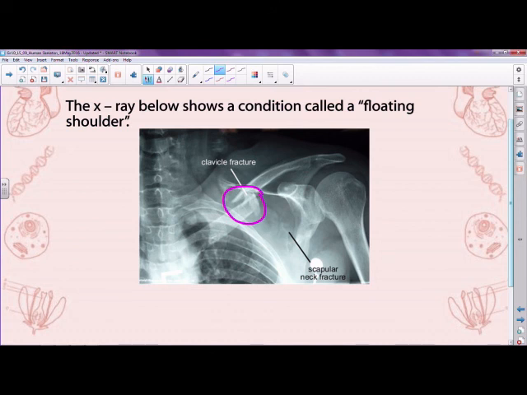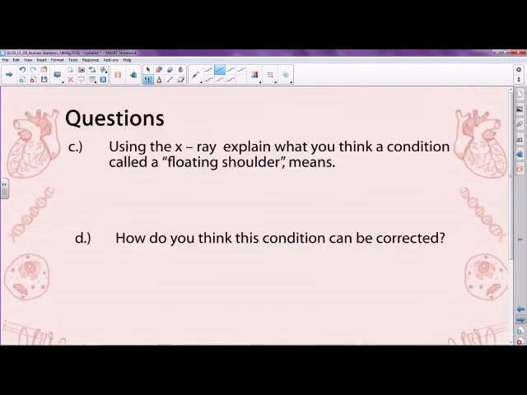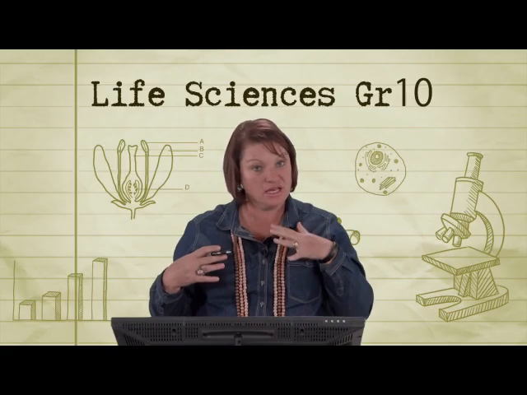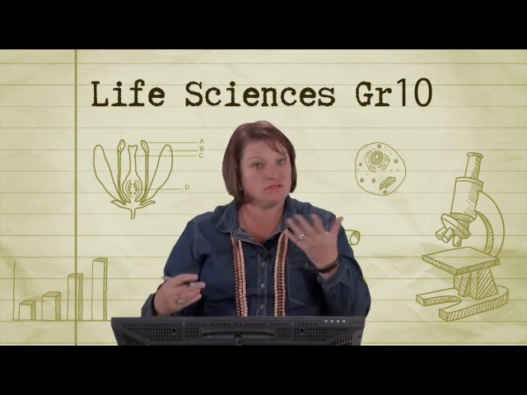So if we have a look at the questions, again, what kind of questions can I ask? It says, using the X-ray, explain what you think a condition called a floating shoulder means. Now, even if you're not a doctor, we don't expect you to be, but what do you notice here? Fracture means to break. And what can you see with the bones there? There's a break. So what do you think a floating shoulder is? It's where the clavicle is broken, and the bones are floating. They're not joined to the axial skeleton anymore. So that says there, fracture.